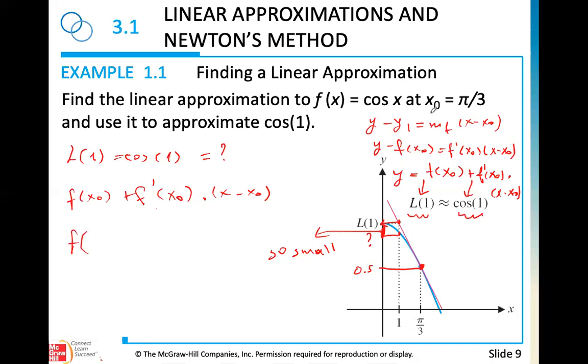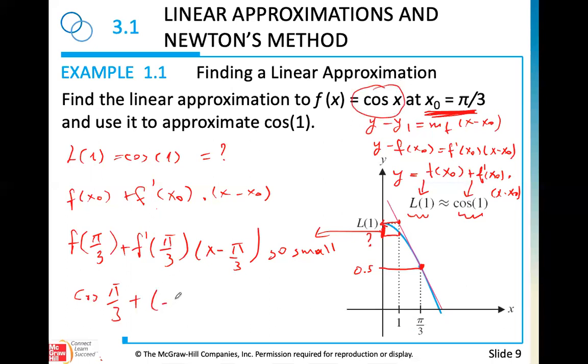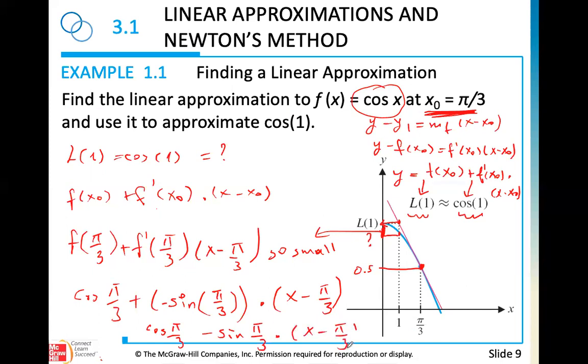Same thing, okay? So what is f at x0? f at x0, whose value I know, is f of pi over 3, which means cosine of pi over 3, plus, what is the derivative of cosine? Can you tell me? It is negative sine of x. So x is now pi over 3. I put it in, times x minus pi over 3. And finally, cosine of pi over 3 minus sine of pi over 3 times x minus pi over 3.